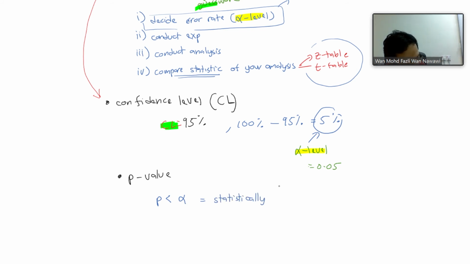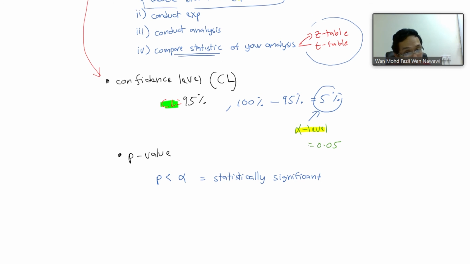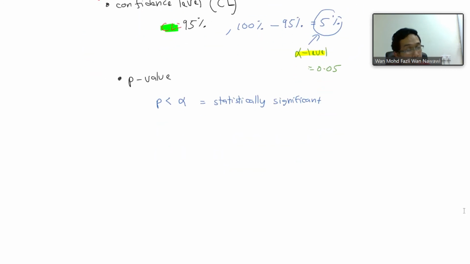Statistically significant. And if the p is above the alpha, then it will be statistically not significant. The alpha here is decided by people. It depends on the field.